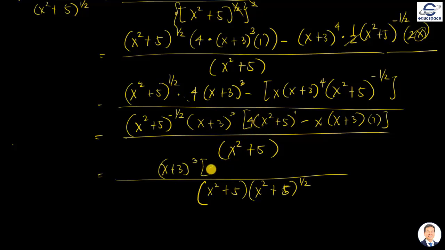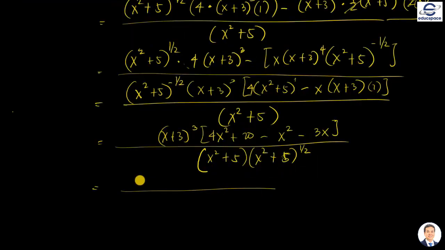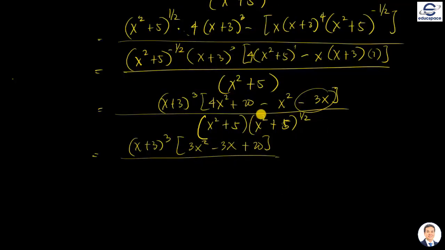We have 4x^2 + 20 minus this part, x^2 + 3x, and then we further simplify (x + 3)^3, and here 4x^2 - x^2 is 3x^2, and then we have -3x + 20. And in the denominator, since we have the same term inside, we can say that 1 + 1/2 is 3/2. So (x^2 + 5)^(3/2). And this is our answer, which is letter D.